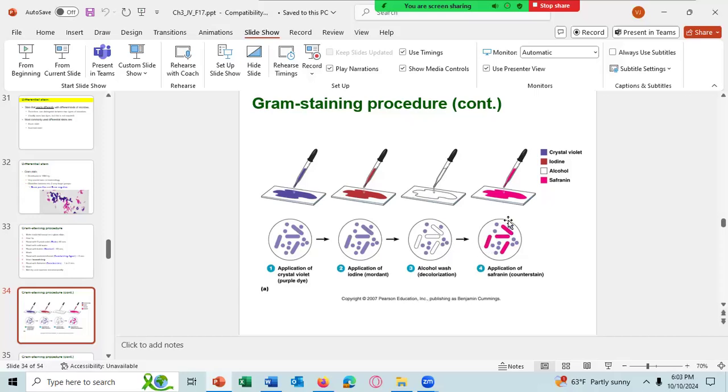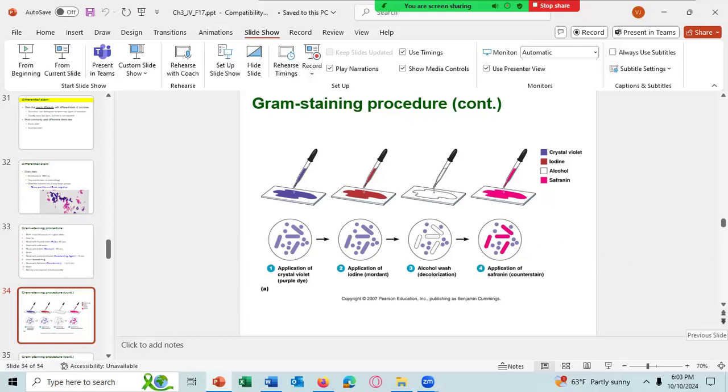And then you apply the safranin to add color to the gram-negative cells to make them stand out from the background of the slide. And then after the safranin, the gram-negative cells will be pinkish in color. The gram-positive cells will be a purple color. Any question about that?